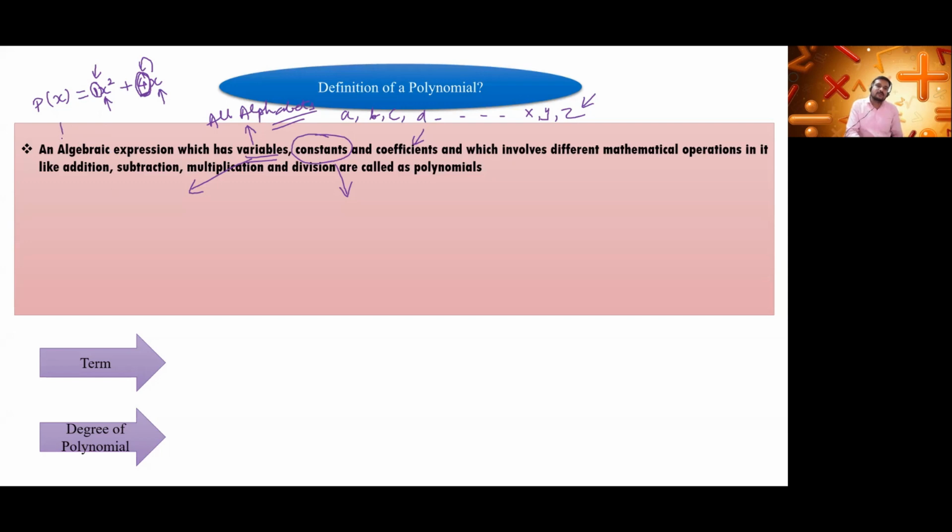बस आपको क्या करना है, पॉलिनोमियल का अगर आपको डेफिनेशन याद रखना है, सो राइट डाउन एनी पॉलिनोमियल. सपोज x square plus 3x plus 2, this is the polynomial. So what is a polynomial? It is an algebraic expression which has variable. See, these are the variable x. Okay, which has constant. See, this is the constant. Okay, which has coefficient. See, this is the coefficient, and which involves different mathematical operations.